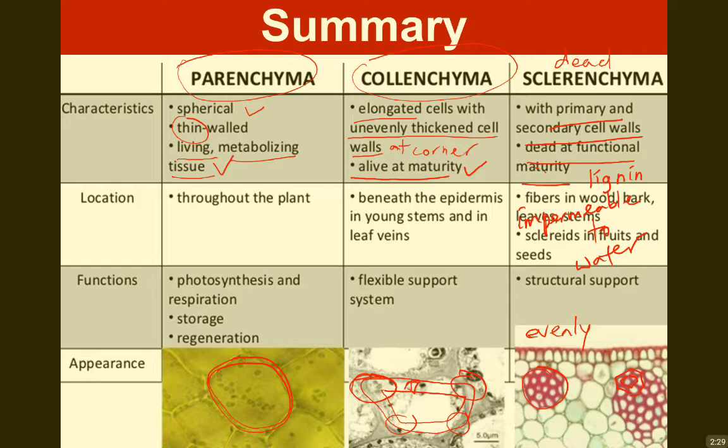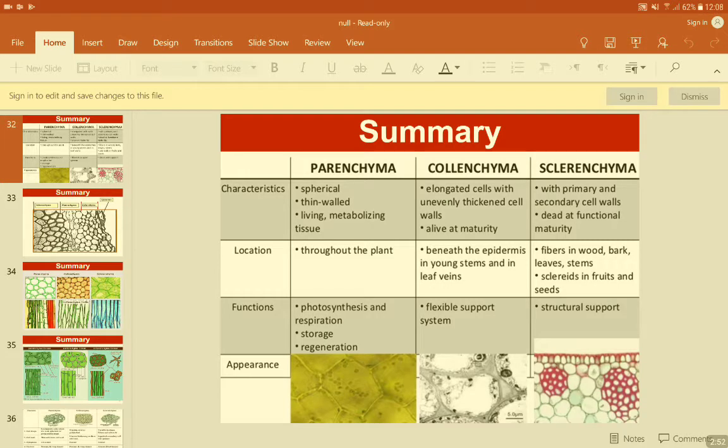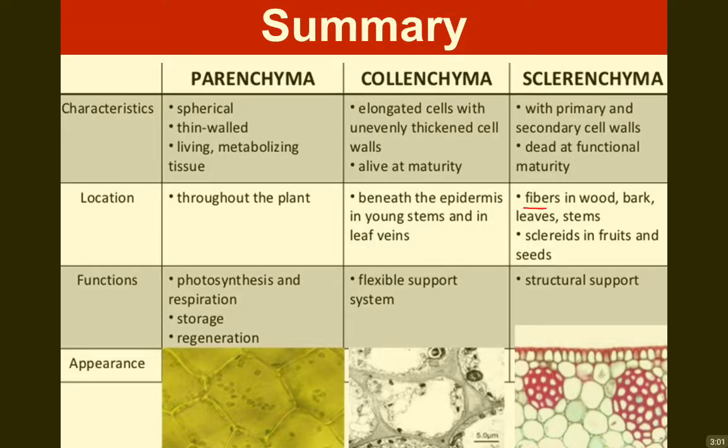So where can we get parenchyma? Throughout the plant. Collenchyma is under the epidermis of young stems and in our leaf veins. For example, our leaf here, you can get it in the midrib here. Sclerenchyma, we have two types of sclerenchyma, which are fiber and sclerids. Fiber you can get in wood, bark, leaf and stems. Sclerid can be found in fruits and seeds.